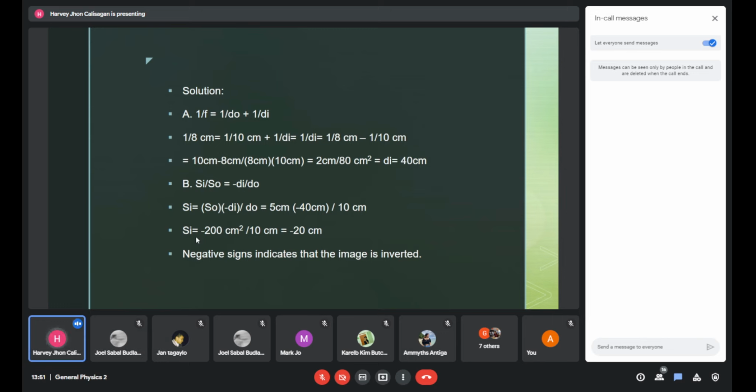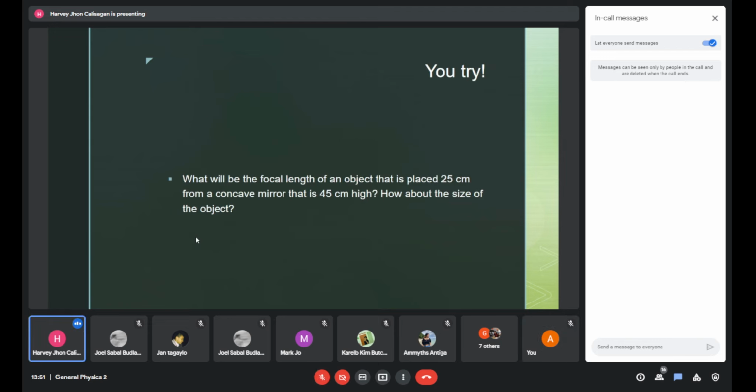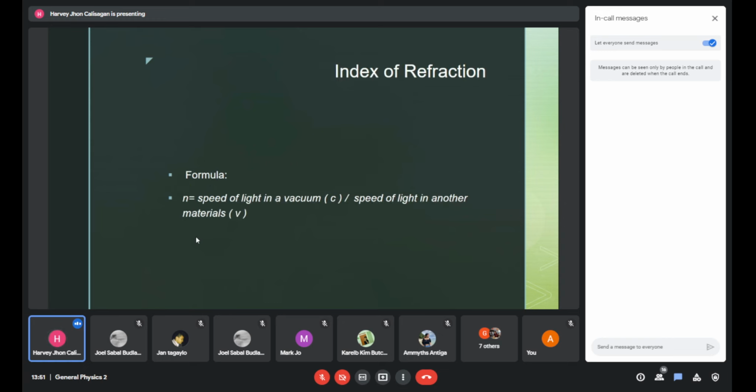Any questions so far before we proceed to the next one? None. So the calculation involved is understood. Okay, I will leave this one as your assignment. Let's move on to the next.